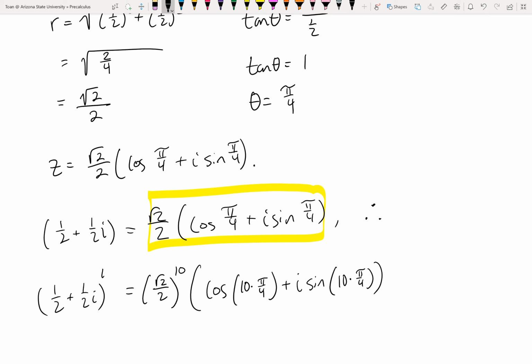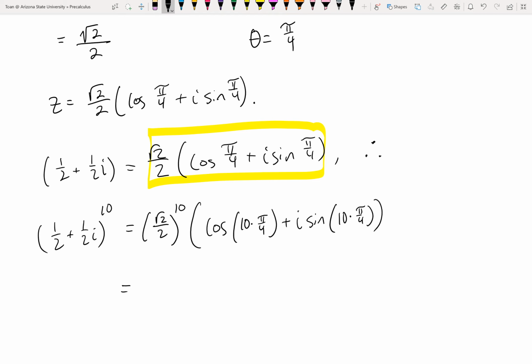You're not done yet, but I hope this is a lot easier to work with than writing this out 10 times and doing repeated distribution for all of them. So the rest is just a little bit of arithmetic here. So radical 2 over 2, to the 10th power. The radical and the 10 will cancel out, so that's 2 to the 5th power over 2 to the 10th power. And then just do multiplication. So 10 pi fourths, what's that reduced to? That's 5 pi halves, plus i sine 5 pi halves.